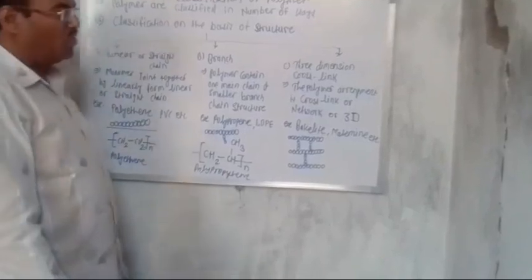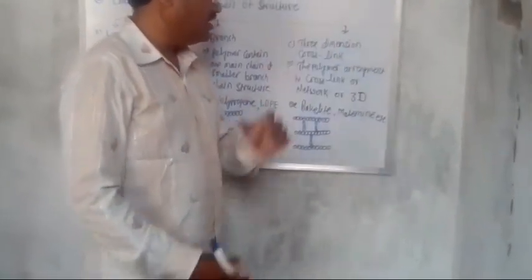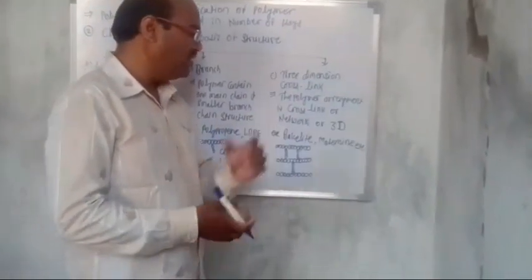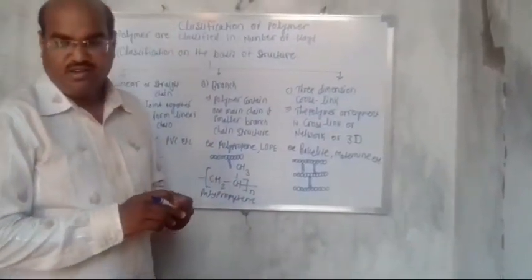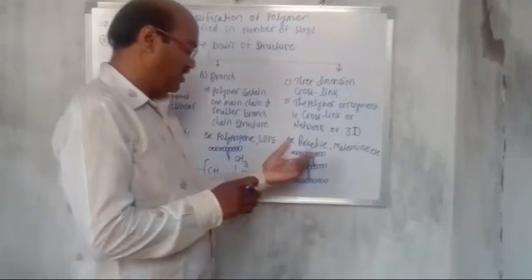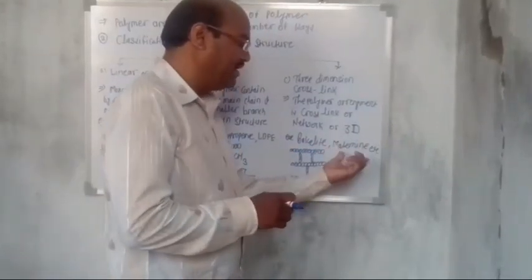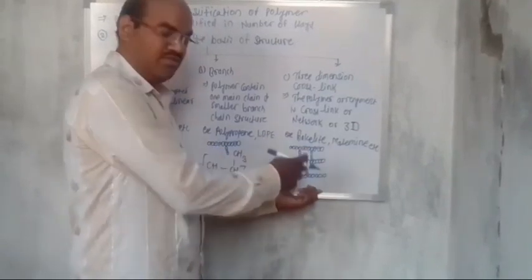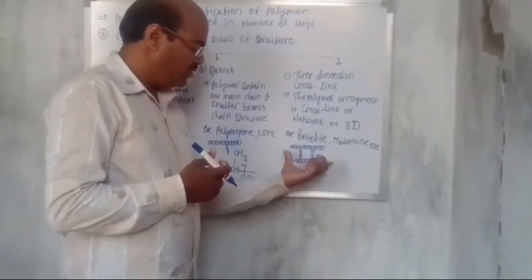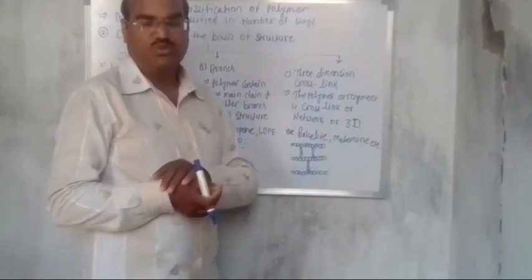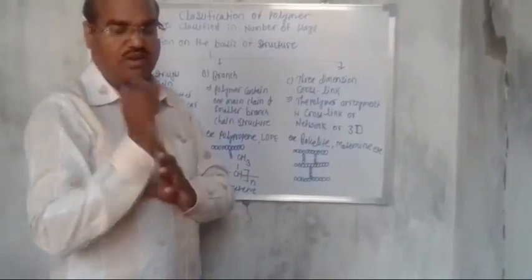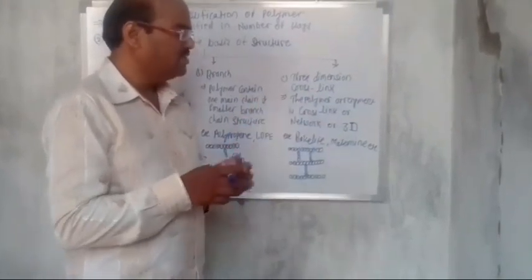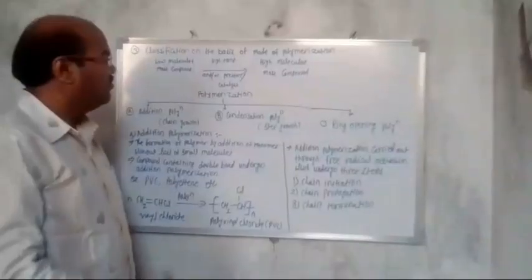Then the third type of polymer is the three-dimensional or cross-linked polymer. The polymer arrangement is cross-linked, network, or three-dimensional. Examples are bakelite and melamine. The arrangement is of network type, a network polymer chain. Bakelite is used in electric buttons. These are examples of three-dimensional or cross-linked polymers.